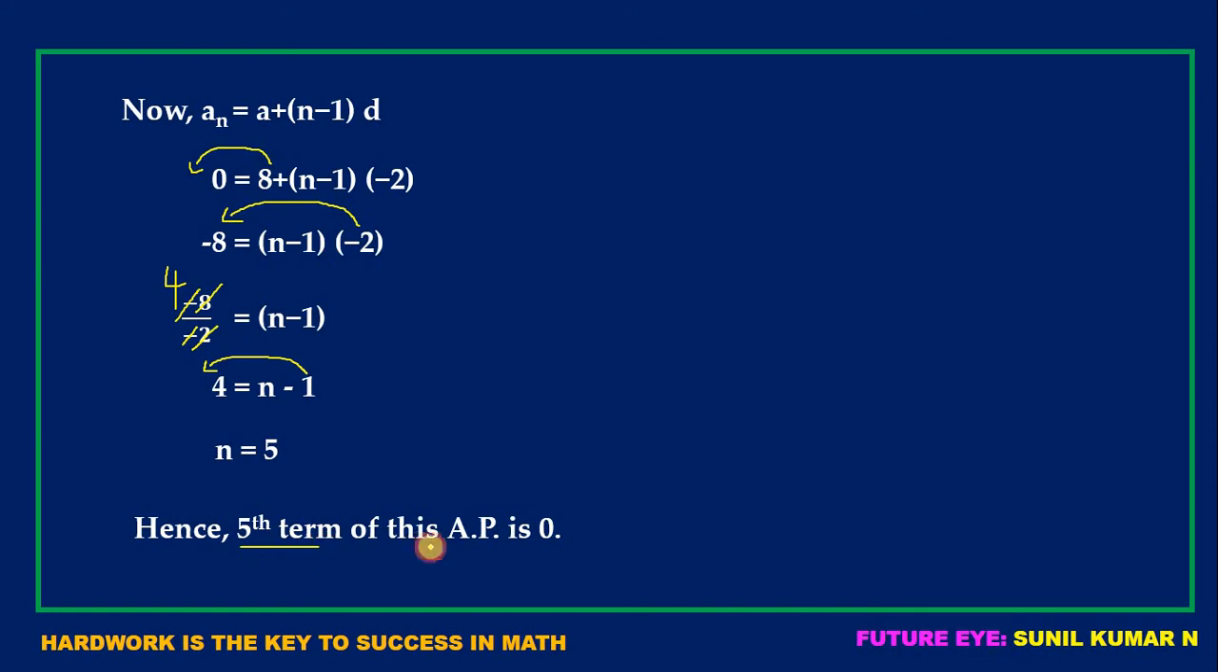Therefore the fifth term of this AP will be equal to 0. And this is the way of solving this problem, children. Just let me recall how I solved this problem. First I found the a value and d value, and later on I found the n value. Next, let us move on to another problem, children.